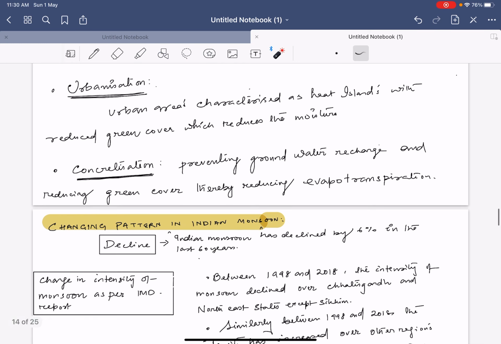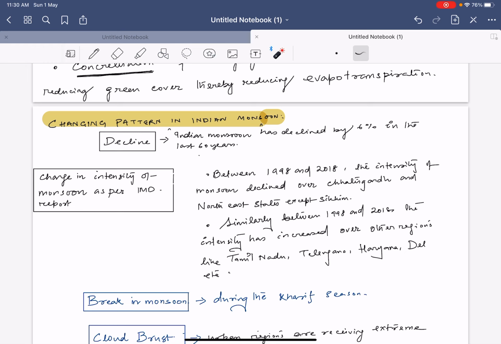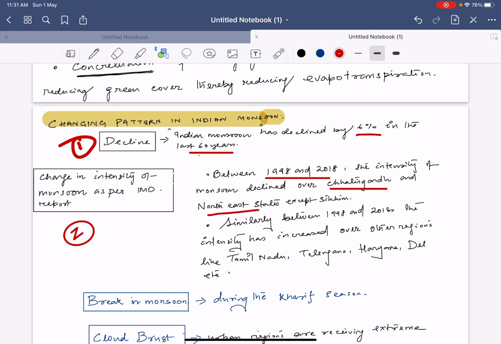Now next come to the changing pattern of the Indian monsoon. First of all, the Indian monsoon is declining right now. Indian monsoon has declined by 6% in the last 60 years. Number one. Number two, the changing intensity of the Indian monsoon. Between 1998 and 2018, the intensity of the monsoon declined over Chhattisgarh and the northeastern states except Sikkim. Now, I have already shown this to you in the diagram.